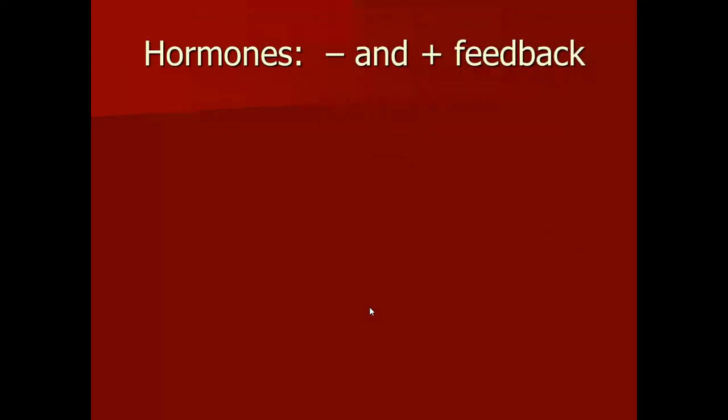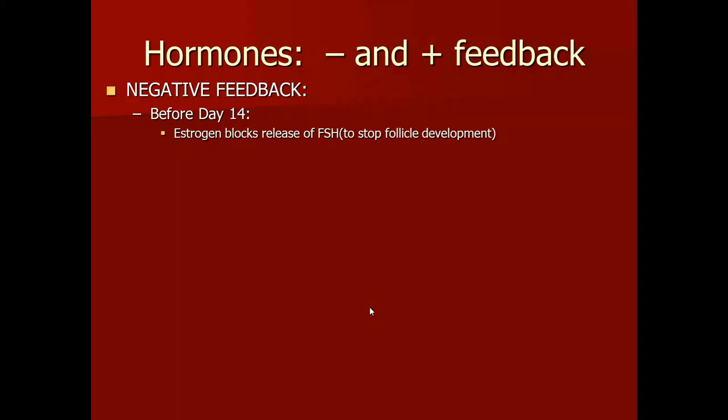Now positive and negative feedback loops. Let's go over the negative first. Remember, negative means high levels of something bring down levels of something else. We separate this before day 14. Before ovulation, estrogen blocks the release of FSH to stop follicle development. The follicle is developing and maturing, and at higher levels of estrogen it is going to stop.